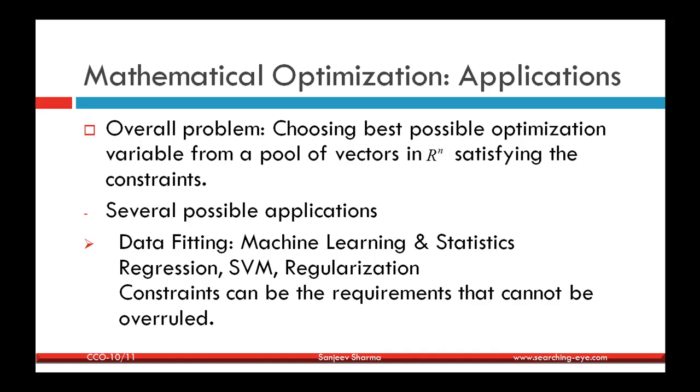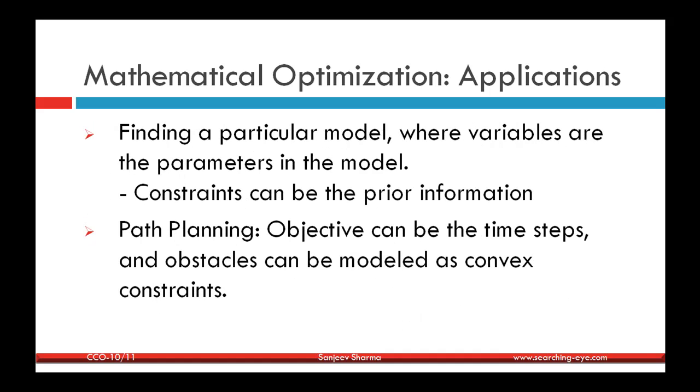And the constraints can be the requirements that cannot be overruled. So we can put constraints on variables, such as the variable should be greater than or equal to 0, or any prior information can be modeled as a constraint. In finding a particular model where variables are parameters in the model, constraints can be the prior information, like in the Bayesian problem. If you have the knowledge of the prior distribution about the variable or the parameter of the model, then it can be added as a constraint to the optimization problem. And in one of the presentations, we will see that solving a Bayesian problem is equivalent to solving a regularized problem.